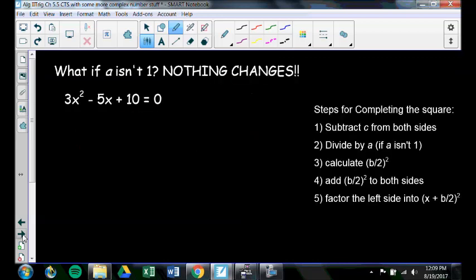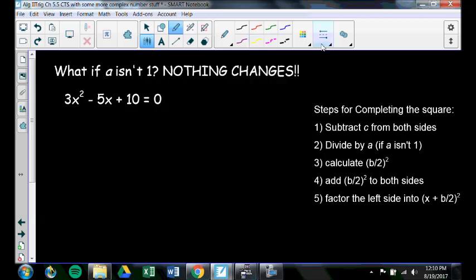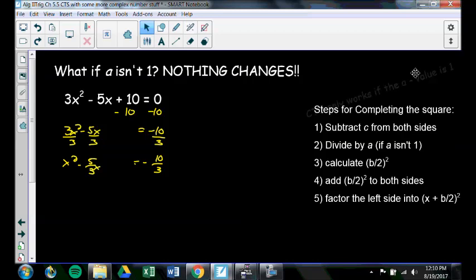Come on, people. Okay, what if a isn't 1? This is something new now. Nothing actually changes. It's just going to look a little bit different. So this one I will go through completely, and I'll go through it slowly. Subtract the 10 first, giving us 3x squared minus 5x equals negative 10. Divide everything by 3. X squared minus 5/3 x equals negative 10/3. Again, I don't do decimals. You might want to, but I don't.